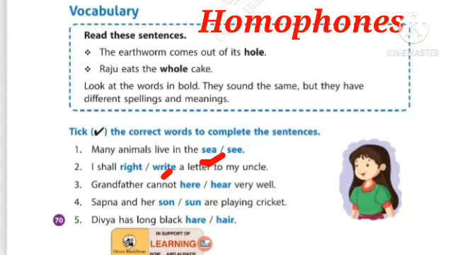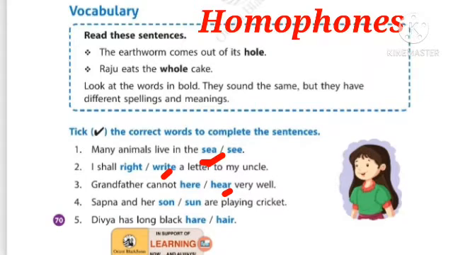Third one: grandfather cannot hear or here very well. H-E-R-E, here, or H-E-A-R, hear. Which is the right one? Yes, H-E-A-R, hear. Grandfather cannot hear very well.